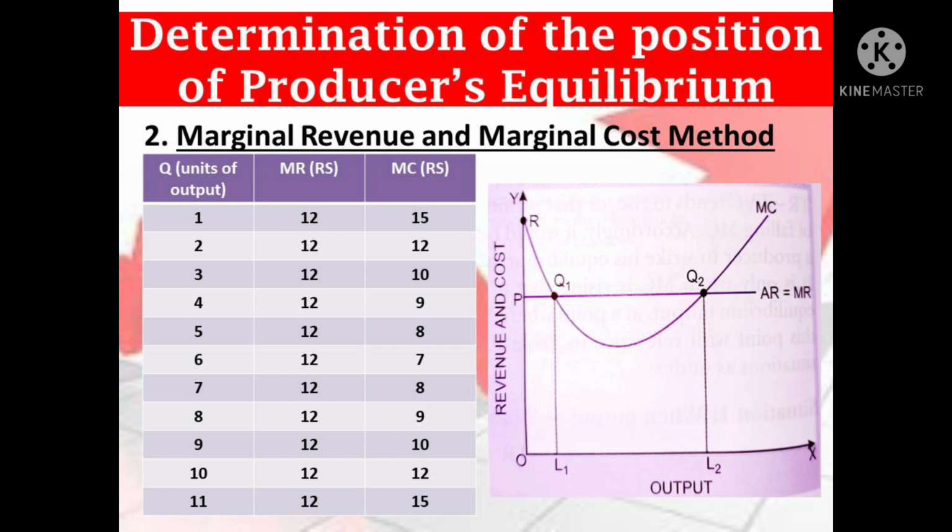So you see here in this figure, AR equals MR equals OP and is assumed to be constant as under perfect competition. Accordingly, the AR and MR line is drawn as a horizontal straight line parallel to the x-axis. The MC curve is shown to be U-shaped as usual. MR is equal to MC under two situations: at point Q1 when output equals OL1 and at point Q2 when output equals OL2. In situation 1, MC is falling, but in situation 2, MC is rising.